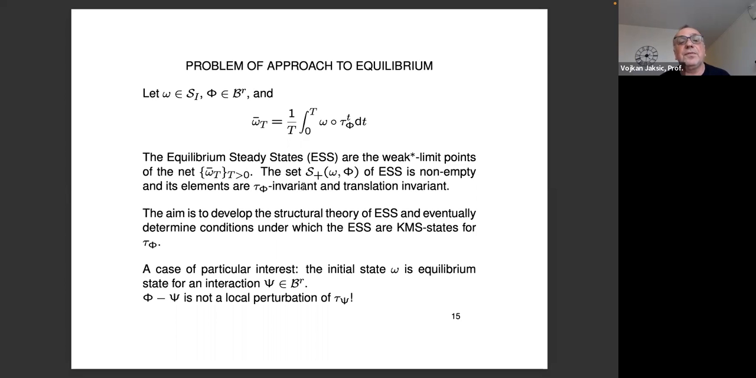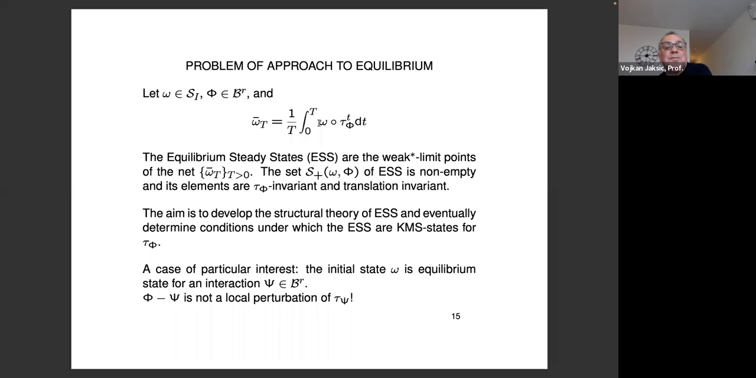Those limits of the net of these averages we call the equilibrium steady states. So they are weak-star limit points of the net omega bar t as t goes to infinity. The set of equilibrium steady states is always non-empty, by a compactness argument, and its elements are invariant under the flow. They are also translation invariant, because the flow is translation invariant and omega is translation invariant. So now we have a definition. What is it that we would like to study? We would like to study those equilibrium steady states.